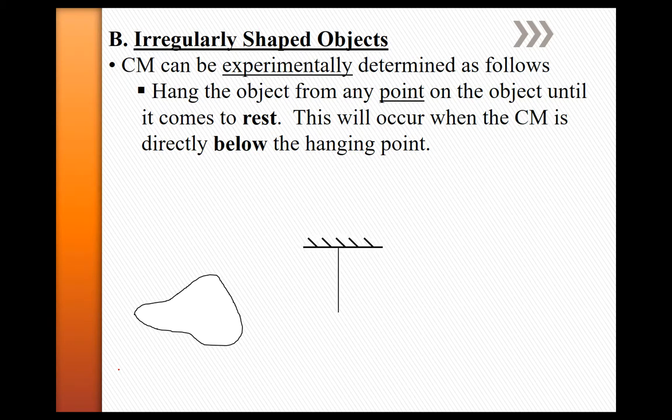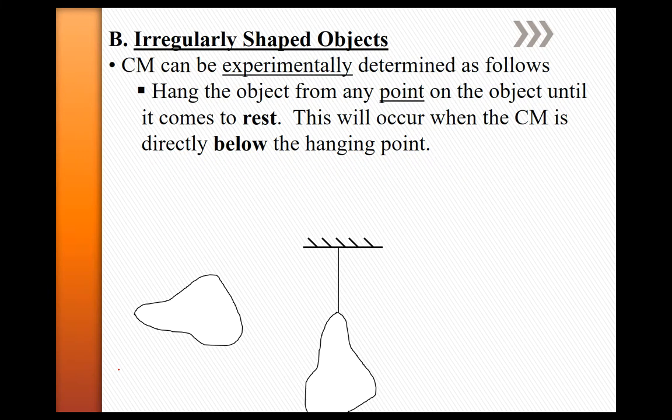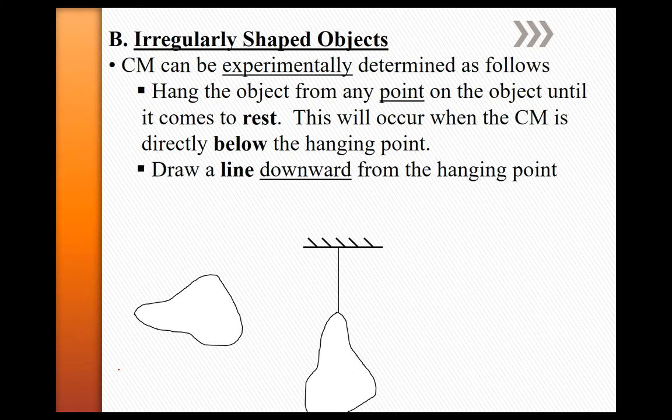Okay, so what would this look like? So let's say we hang this funky shaped object from a string, and then it eventually comes to rest. The center of mass is going to be located somewhere directly below that string. So I could draw a line directly on my object that would show the center of mass is going to be located somewhere directly below there.